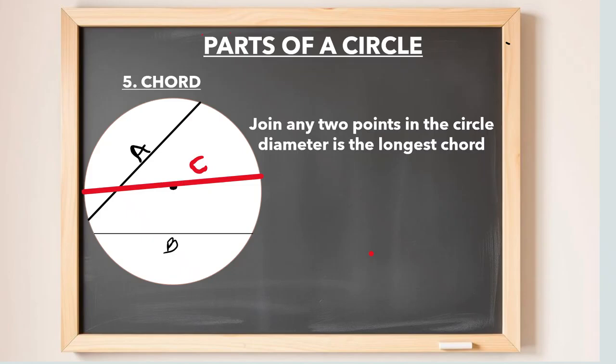But look at B. B is a chord but not a diameter. Why? Because it doesn't pass through the center. Look at A. A is a chord but not a diameter. Why? Because it doesn't pass through the center of the circle. So the theorem again is that all diameters are chords, but not all chords are diameters.